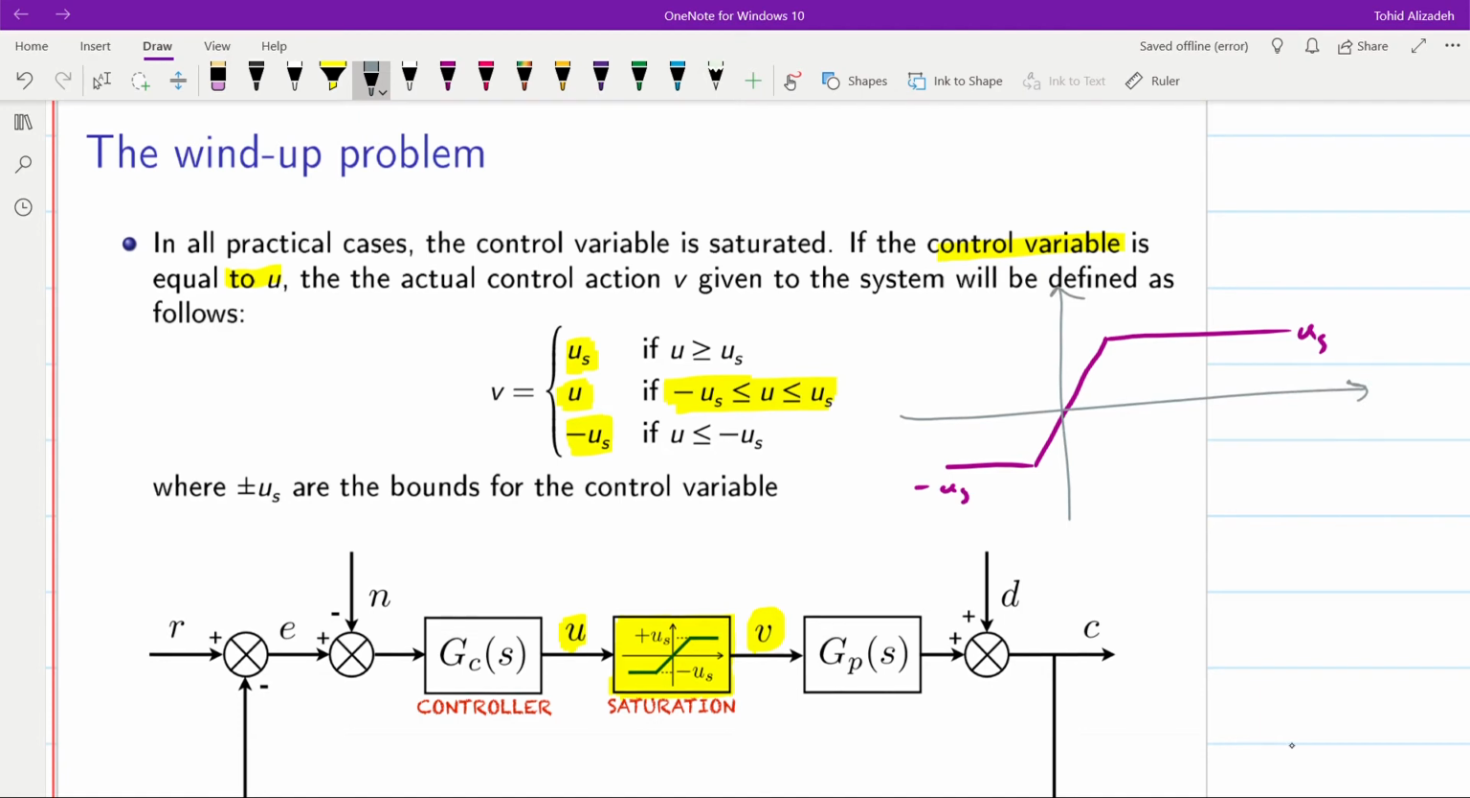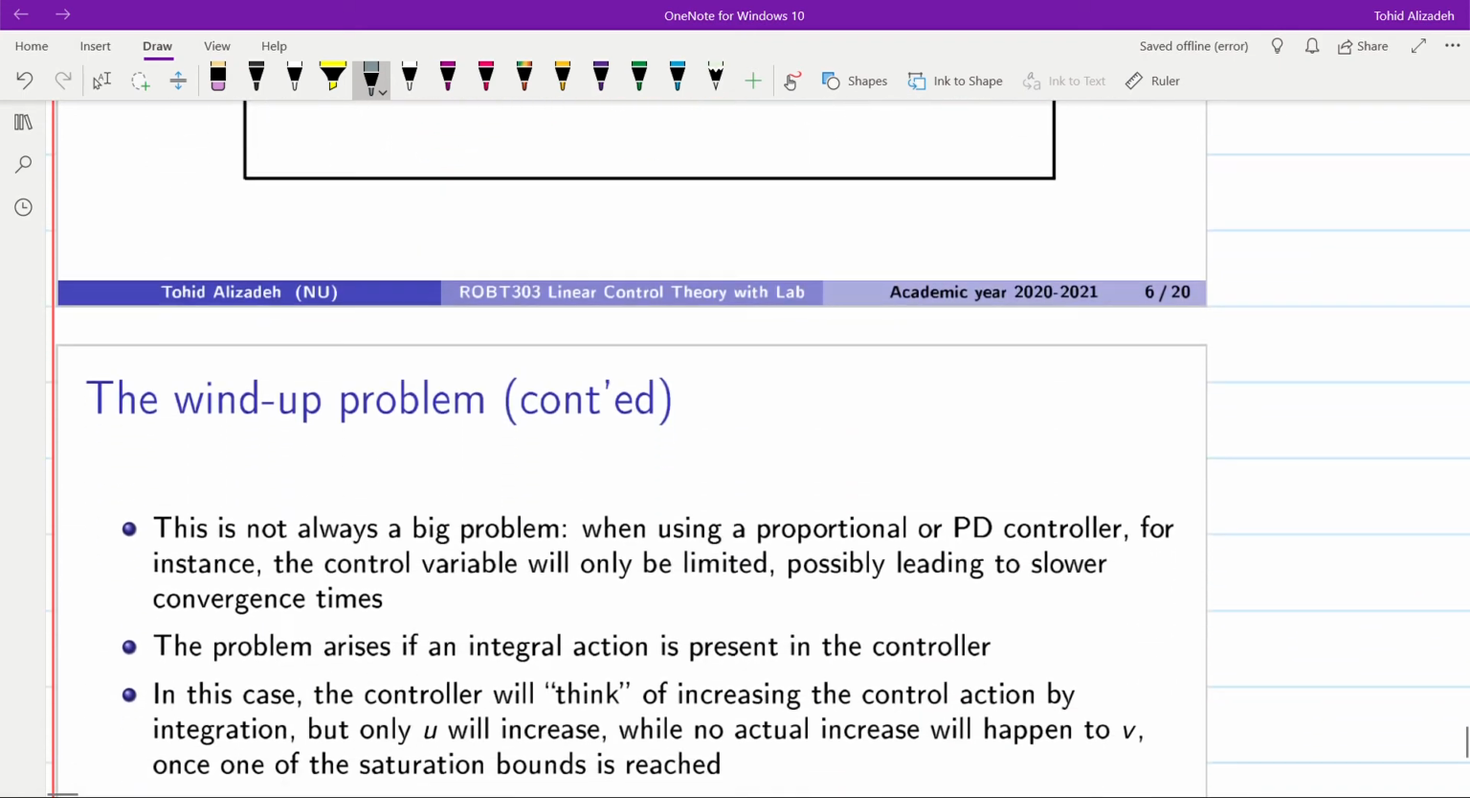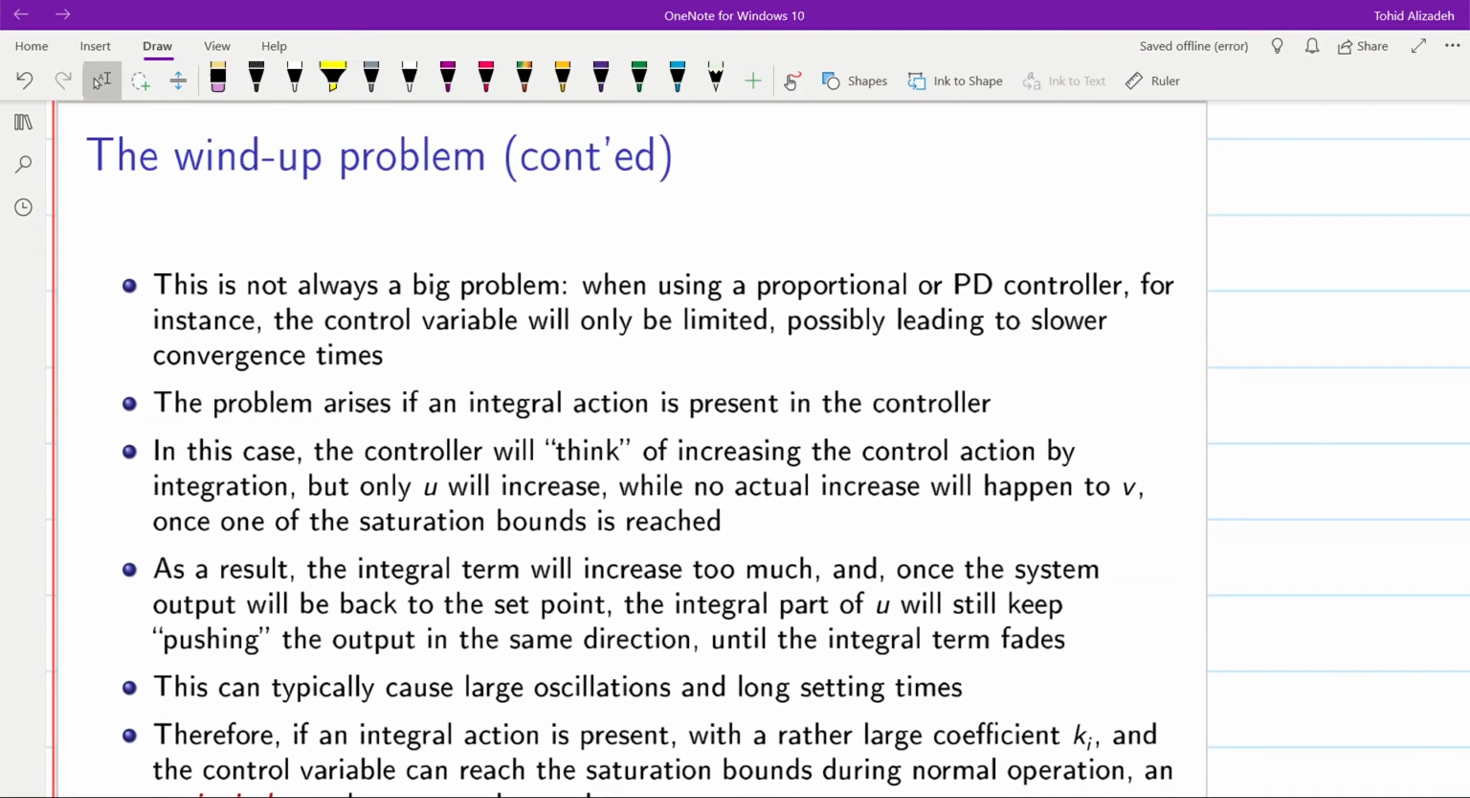So we can say that here we have the input, which is U, the control signal generated by the controller, and here we have V, which is the actual input to the actuator. Okay, so here we have Us, minus Us. And we say that plus minus Us are the bounds for the control variable. Now, let's see how this might create problems.